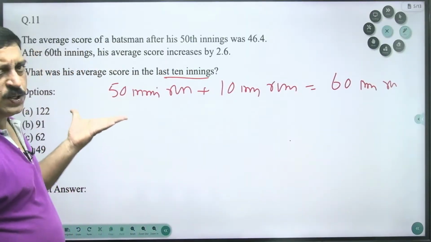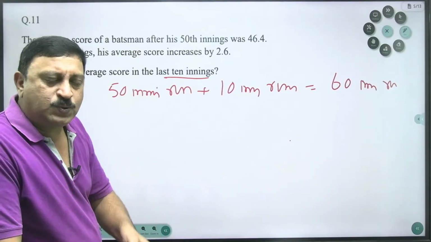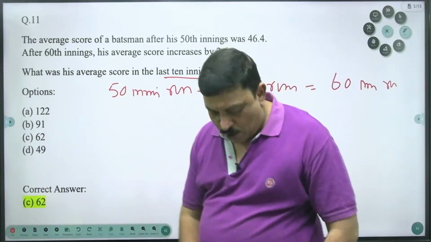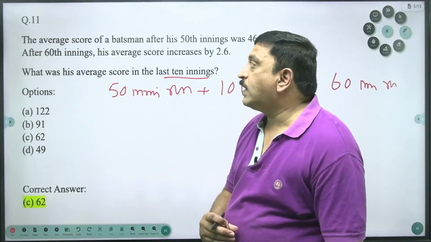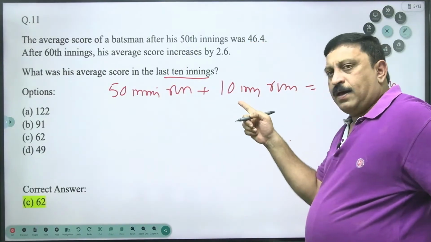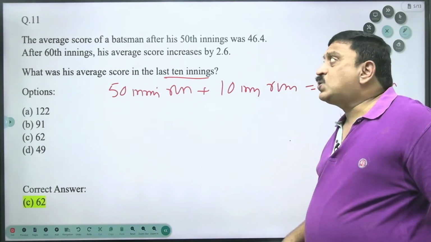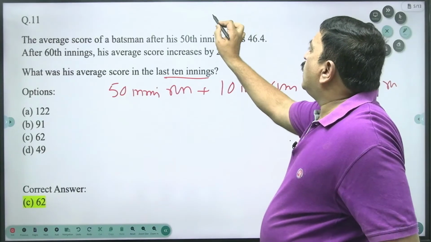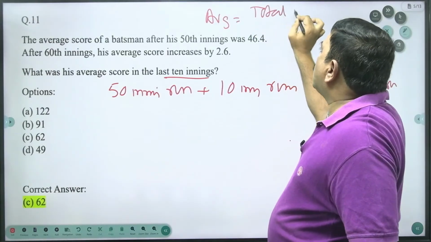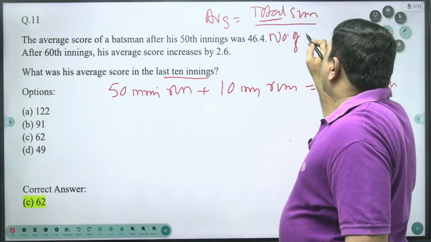And you have to make sure don't take any shortcuts or analytical methods to get this one. So many people are doing the same wrong thing. The base concept is nothing but total runs in 50 innings plus total runs in 10 innings should be equal to total runs in 60 innings. What is this total? See, average is nothing but total sum of observations by number of observations. So total is this one what I am saying, number of observations.